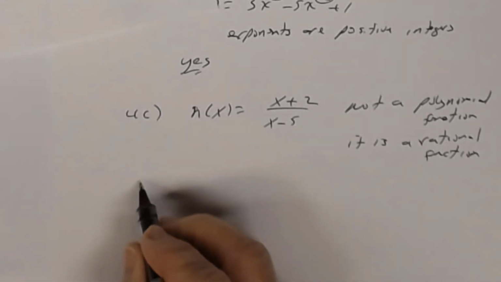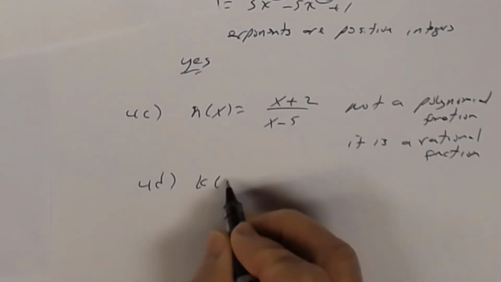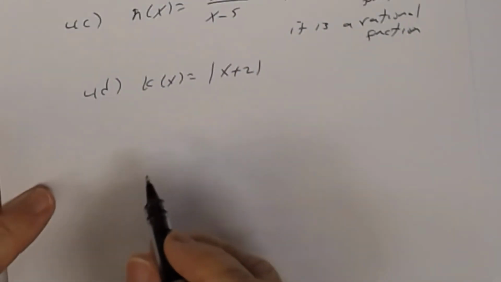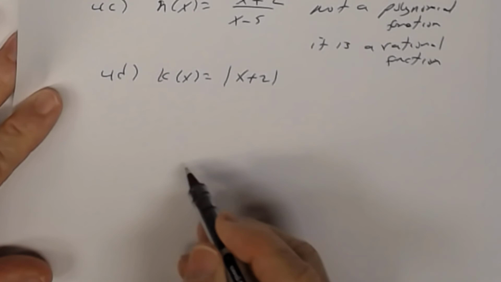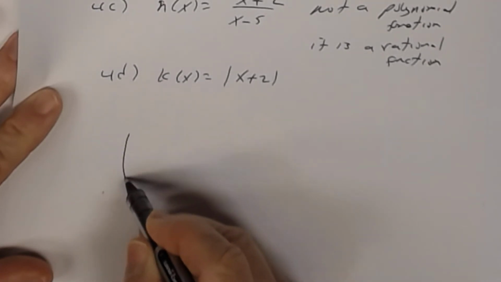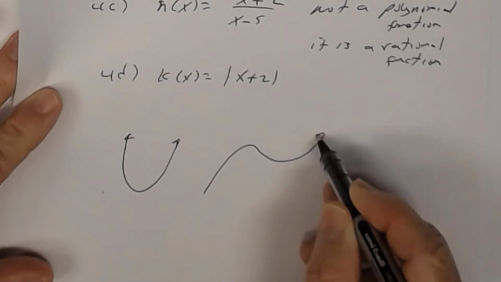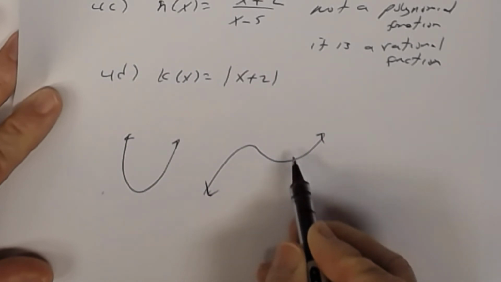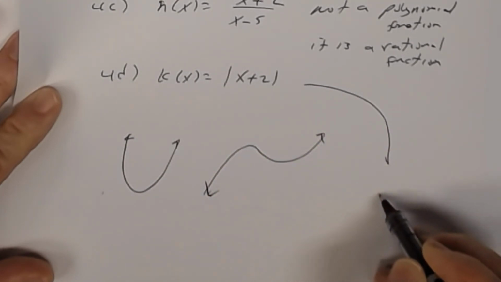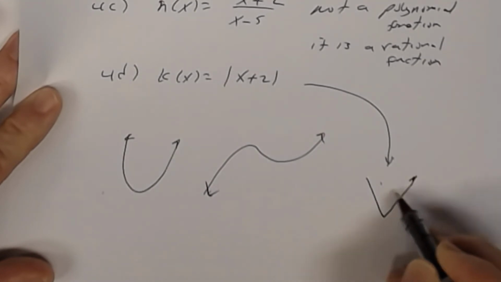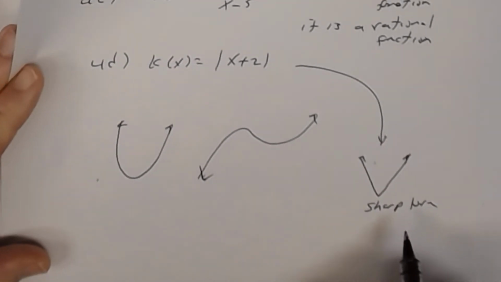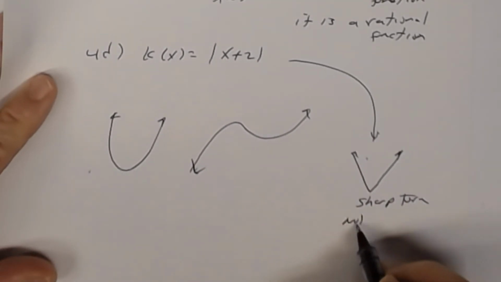All right. And for D, you have k of x equals the absolute value of x plus 2. Now, one of the things you learned about polynomial functions is that you must have smooth curves. Okay, so it must look like this, like this, could look like this, right? So smooth curves, smooth turns. But remember, if you look at an absolute value, the shape of that graph looks like this. So that's not a smooth turn. This is a sharp turn. So the fact that it's a sharp turn like this means it is not a polynomial function.